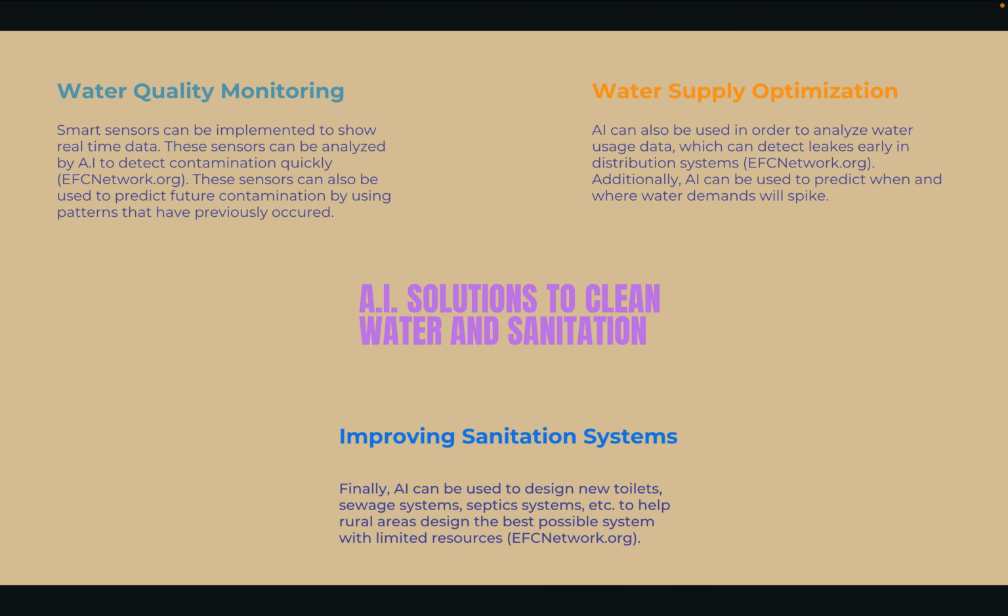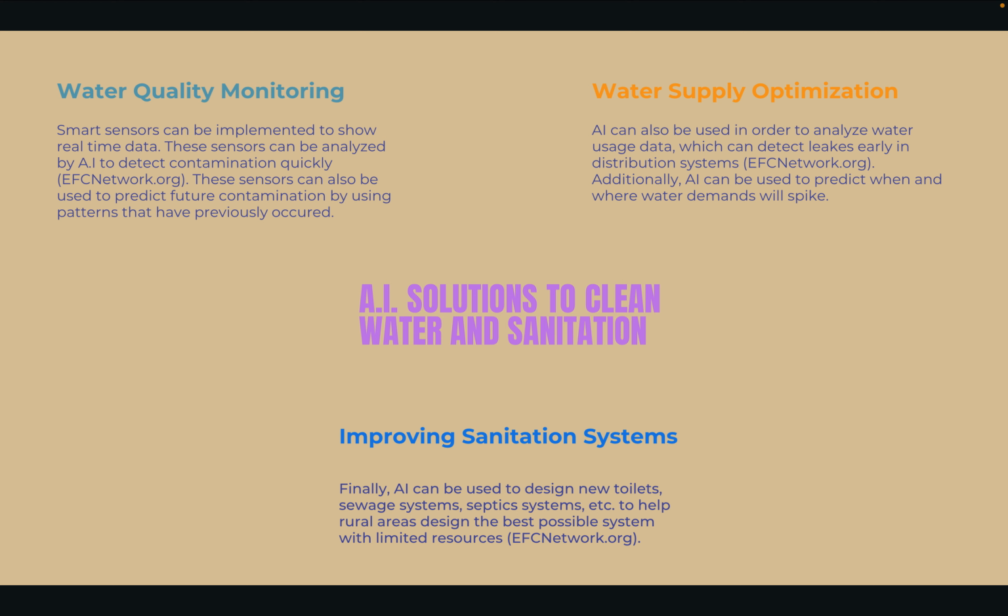So what are some AI solutions to clean water and sanitation? The first one that I found was water quality monitoring, and this is where smart sensors can be implemented to show real-time data. These sensors can be analyzed by AI to detect contamination quickly, and these sensors can also be used to predict future contamination by using patterns that have previously occurred.